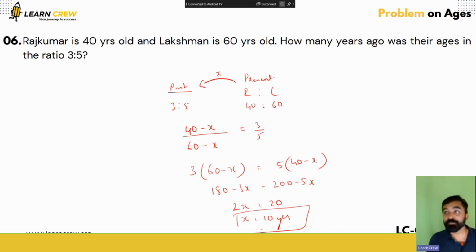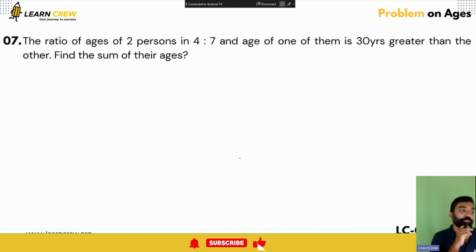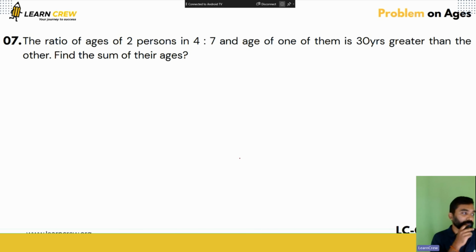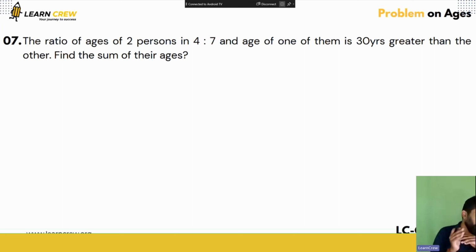Clear? Any doubts? Okay. Next question. Let us take it up. The ratio of ages of two persons is 4:7 and age of one of them is 30 years greater than the other. Find the sum of their ages. Yes, answer. Don't tell me. Online people, answer? Not able to solve.